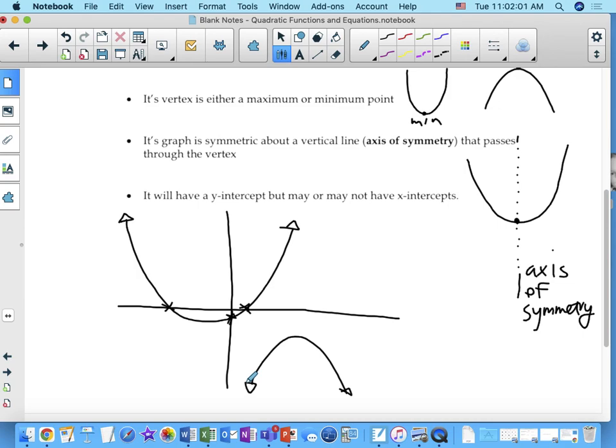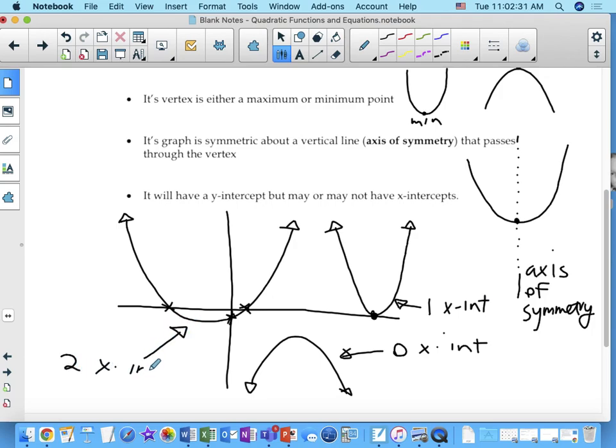Okay? It can also have 1 x-intercept, and that would look like this, where the vertex is actually lying on the x-axis, like this. Okay, so this is 0 x-intercepts. This one is 1 x-intercept. And this one is 2 x-intercepts. Okay, so these are some properties of these functions and their graphs.